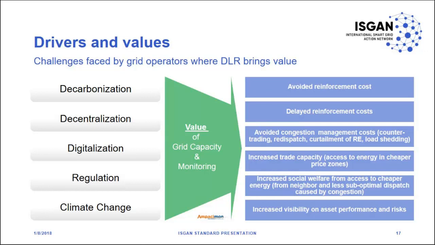You can cater for peak loads, for example, caused by electric vehicle charging, ease grid congestions and avoid having to use expensive or disruptive remedy actions, which I will explain more later. You can increase trade capacity with neighbors with cheaper power prices. This means you can also sell more to your neighbor. Facilitating broader access to cheaper energy means generating social welfare.